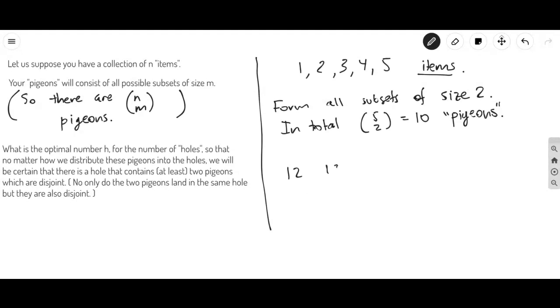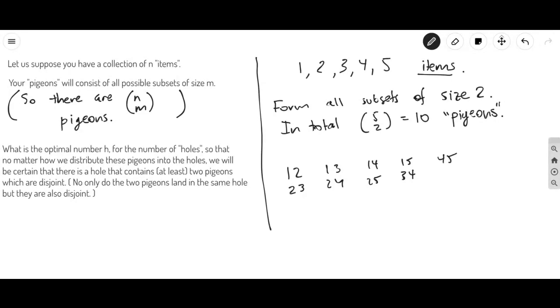Then we have 1, 3, 1, 4, 1, 5. Then we have 2, 3. By the way, you're not going to write 2, 1, because 2, 1 is the set 2, 1, which is the same thing as the set 1, 2. So you're not going to write that. So we have 2, 3, 2, 4, 2, 5. I'm sorry, there's no 2, 6. We have 3, 4. Then we have, I guess, 4, 5.